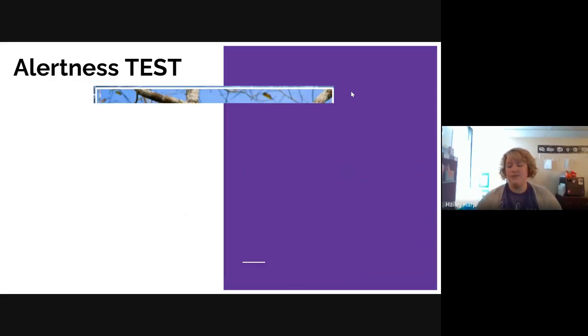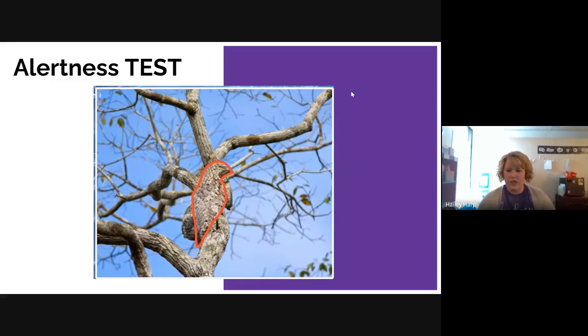Now, how many of you guys saw this weird bird? Some of us may not, and that's totally fine because it's very, very well camouflaged. But there is a bird, and when Miss Harp was looking at it, I had a very hard time deciding what I should even name this tree. I see a bird right there. So yes, alertness once again.